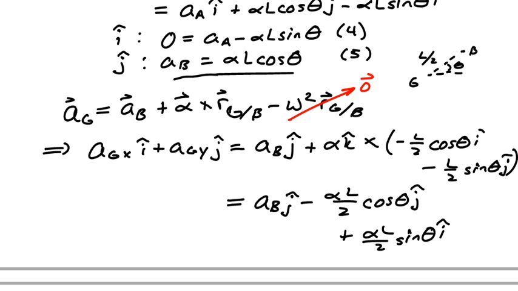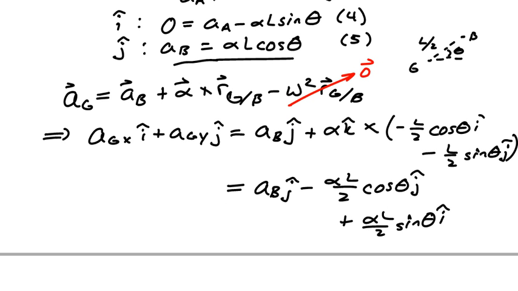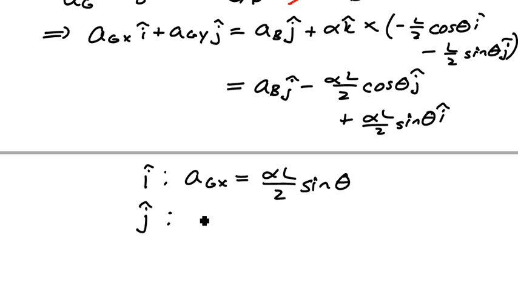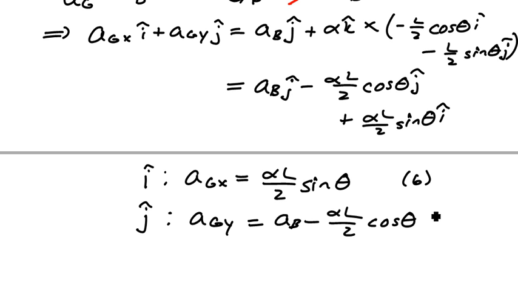Okay, now let me pan down here a little bit. I can now pull off the I and J components, so if I pull off the I, I'll have AGX is going to equal alpha L over 2 times the sine of the angle theta. And if I pull off the J, I'll have that AGY is going to equal AB minus alpha L over 2 times the cosine of the angle theta. We can call these equation 6 and equation 7 respectively, and you now realize we have a system of 7 equations and 7 unknowns which we can solve using the steps of linear algebra.